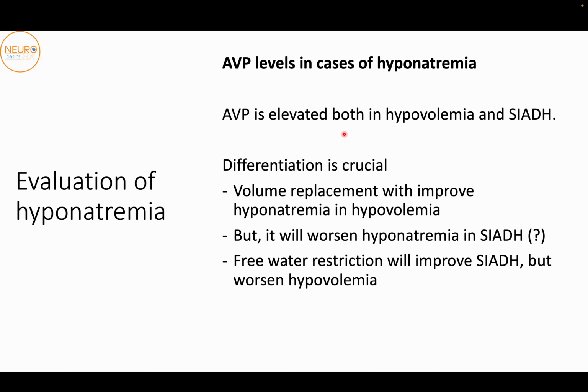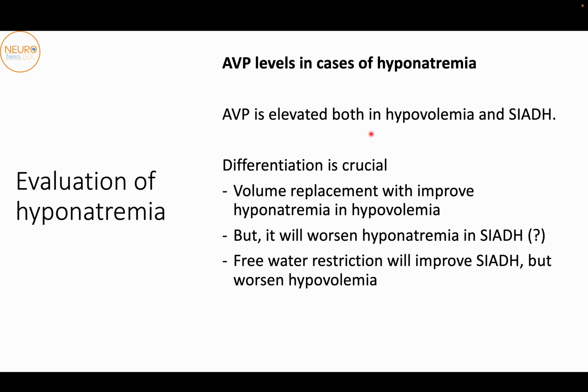Right, so how can we differentiate between these three causes? So that is when AVP levels come in. Now, AVP levels are going to be elevated both in patients who have hypovolemia and SIADH. In patients with SIADH, this is being inappropriately put out by the hypothalamus or the pituitary. On the other hand, in patients with hypovolemia, this is appropriately elevated because you want to retain volume. And we know that the strongest stimulus for AVP release is hypovolemia.